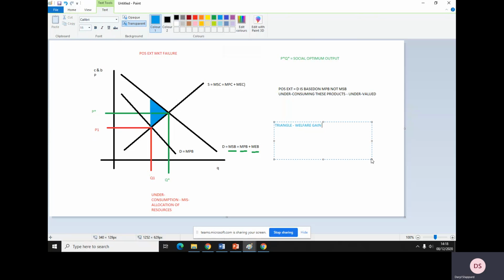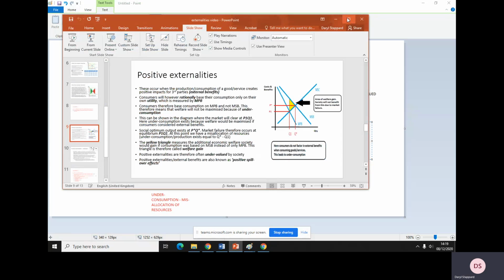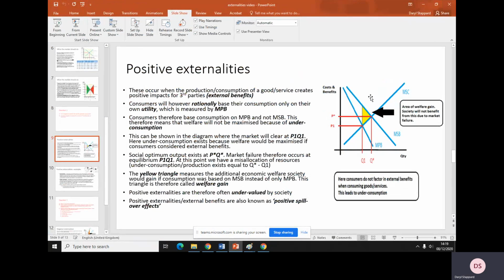So that welfare is lost from the market because people under-consume positive externalities. So when they base their demand on private benefits rather than full social benefits, then we're going to get an under-consumption problem, a misallocation of resources. And because people under-consume it, we're going to lose out on that wonderful blue triangle of economic welfare that is now lost from the marketplace. Now, everyone, if I go back to the PowerPoint now, then, you can hopefully see that we've built up this diagram. People undervaluing positive externalities.